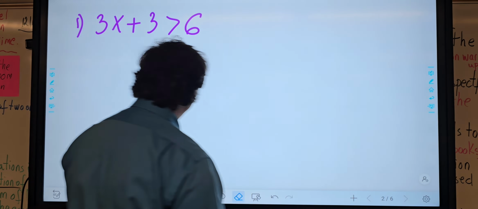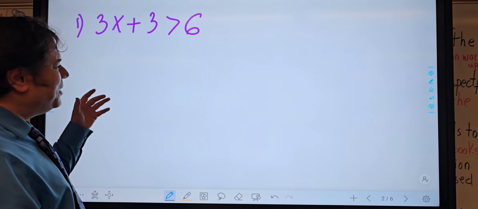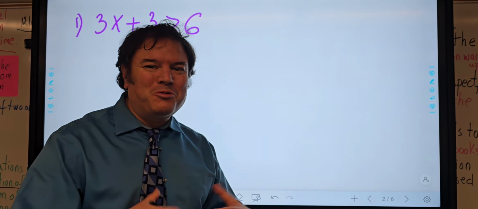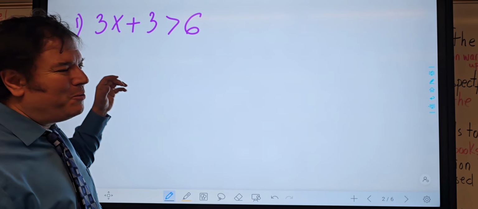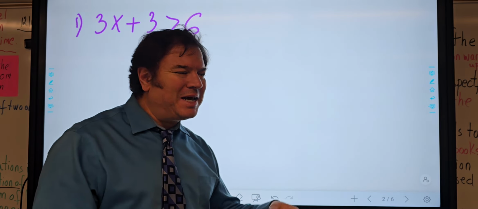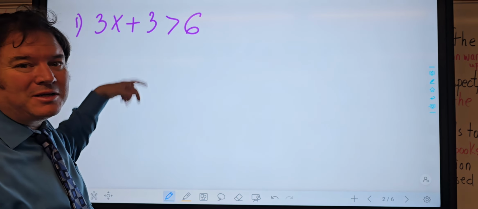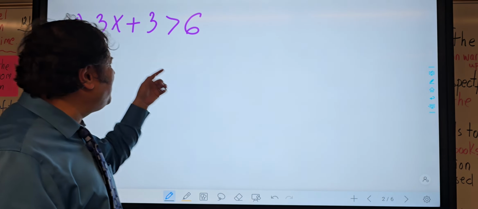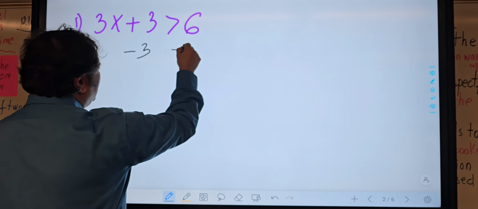Let's take a look at the first example here. We have 3x plus 3 greater than 6. I told my students in the past that inequalities and equations are like brothers and sisters because they are very, very similar. When we are solving inequalities, we are following the same steps as when we solve equations until the end. If this would have been an equation, we would have subtracted 3 on both sides. So let's do the same thing. Let's use the subtraction property of equality and subtract 3 on both sides. Whatever we do to one side, we do to the other side.